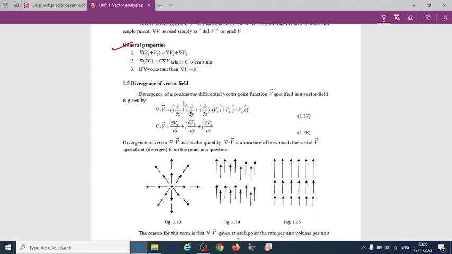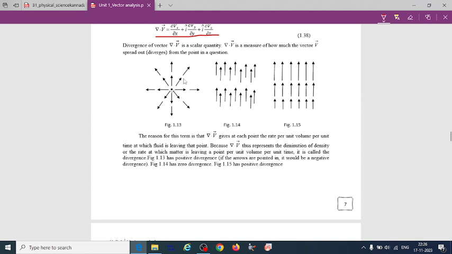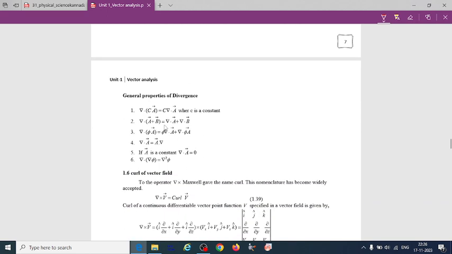Divergence of a field is also very important. Many questions have been asked on divergence, del dot v. Divergence is what? The arrow marks that are outward denote the divergence of a vector field. Some of the properties of divergence you can just remember.